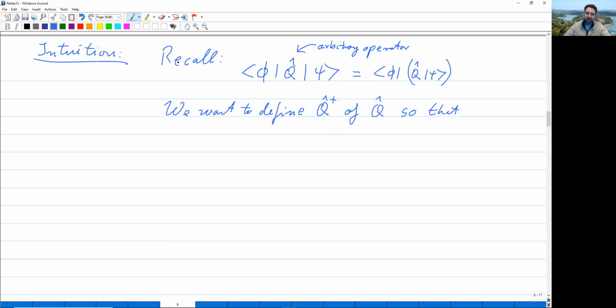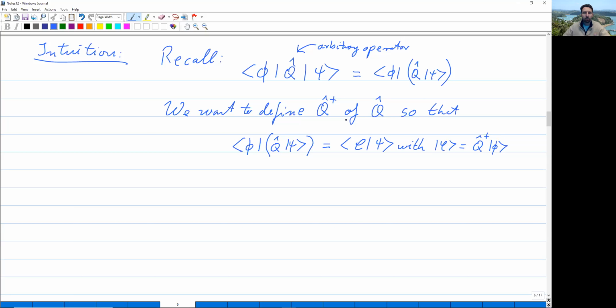So what we want is this. We define a q hat dagger for q hat such that phi, q hat, psi, as always bracketed in this way, is equal to, let's call it phi tilde, psi, with phi tilde equal to q hat dagger capital Phi.